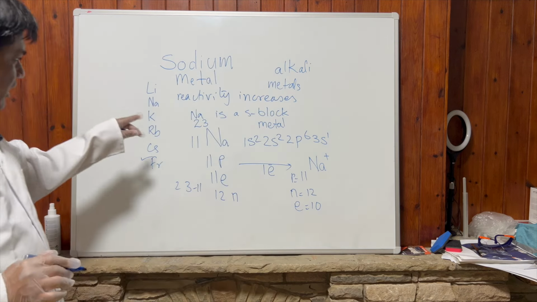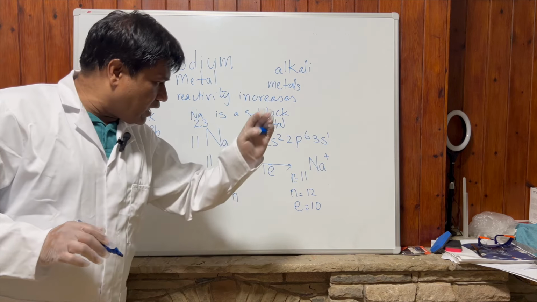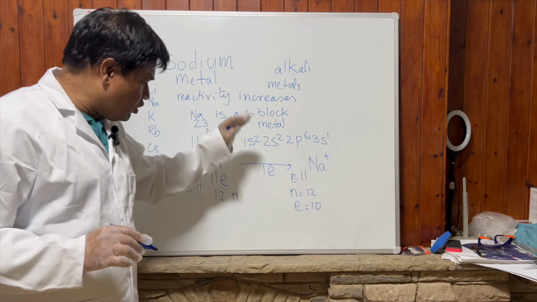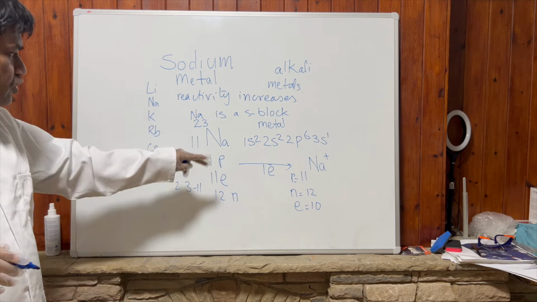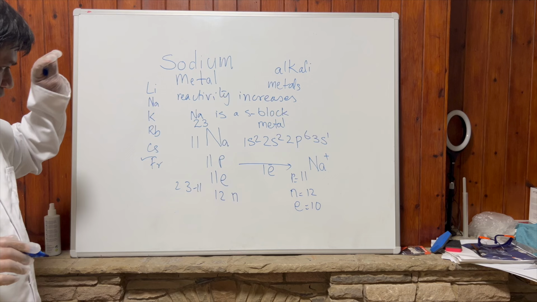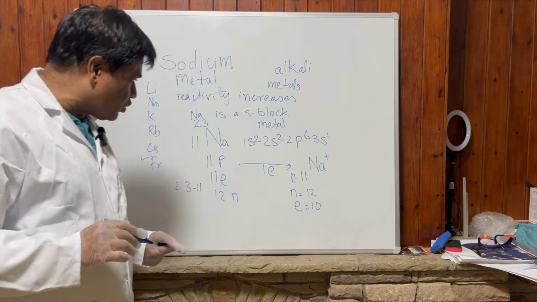Okay, metal, we know that. All metals give away electrons. So sodium is a metal, it can easily lose one electron because that electron is present in the outermost shell. Reactivity increases down the group.